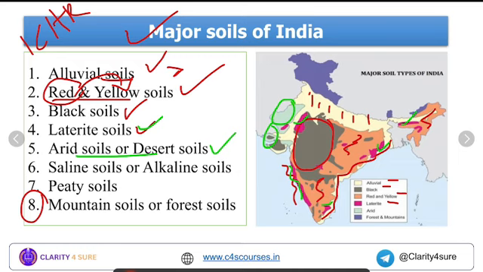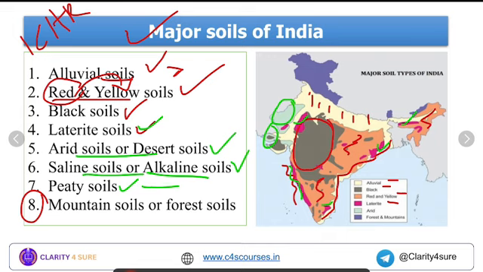So yes, next one is the saline and alkaline soil. These soils are again found in the areas where there are peculiar climatic conditions or there is a mismanagement of irrigation, that is we have over-irrigated fields over the years, and the salt gets accumulated in those soils. So yes, the next one is the peaty and marshy soils. These are waterlogged soils with a high organic matter and mostly used for wetland paddy cultivation.